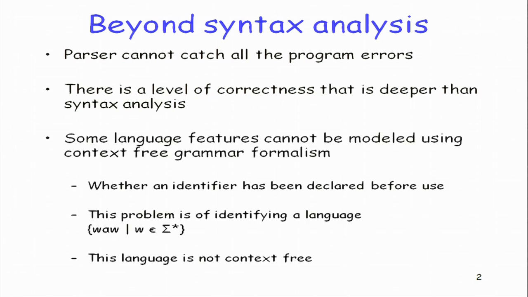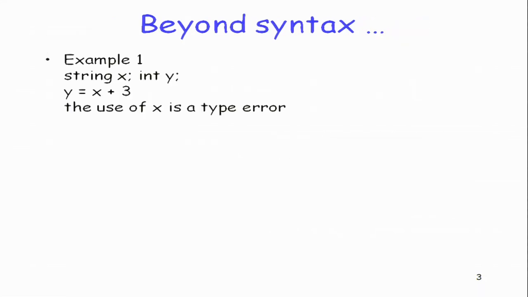So some language features cannot be modeled using the context-free grammar formalism. And one of the very common features you will find is that if I want to check whether an identifier has been declared before use, I cannot model it using the context-free grammar formalism. In fact, the language would look something like WAW, where W is sigma star. And this is something which is not context-free. This you can check.